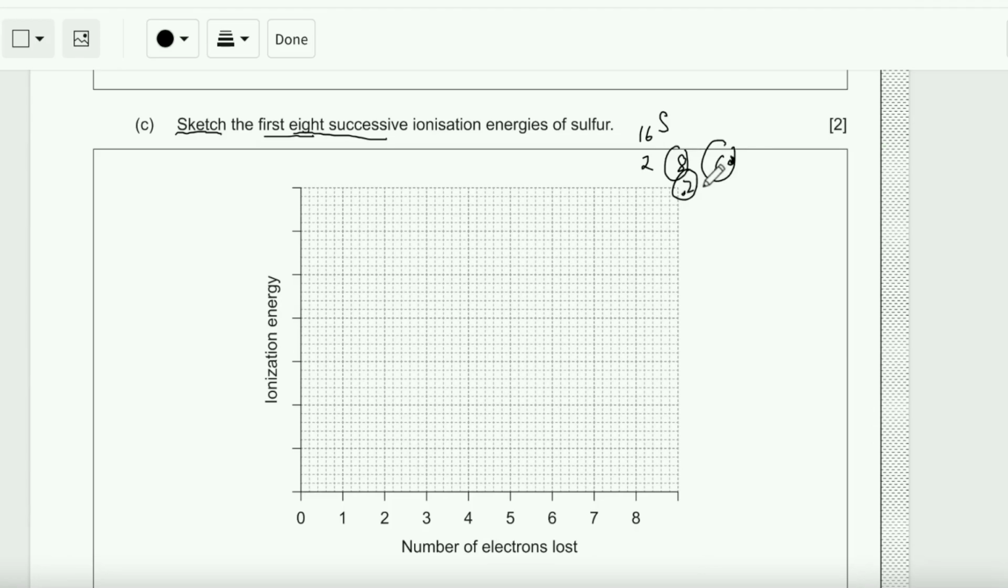because it requires more energy as the ionic radius is smaller. So these 6 belong to the outer shell and 2 to the inner shell. When there is no more outer shell, because 6 electrons are already lost, the radius becomes smaller. Therefore, it's difficult to remove 2 electrons from this shell. So to draw these 8 successive ionization energies, there will be small gaps between these.